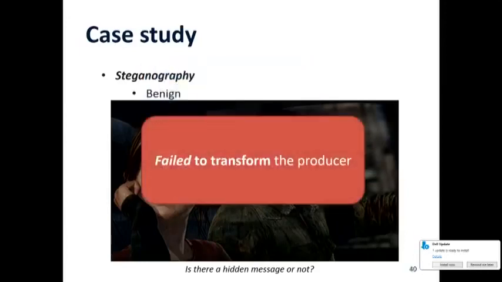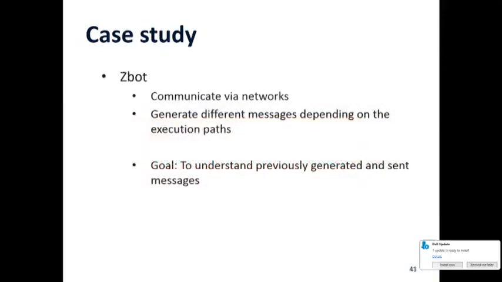And if this image is just benign, it doesn't have the secret text, then we are not able to transform the producer execution to the consumer execution. So even though we are not sure whether the image contains a hidden message or not, we can still get meaningful information out of the P2C.